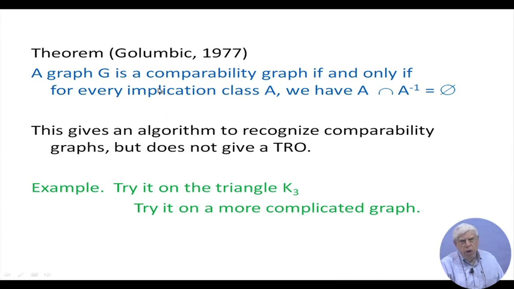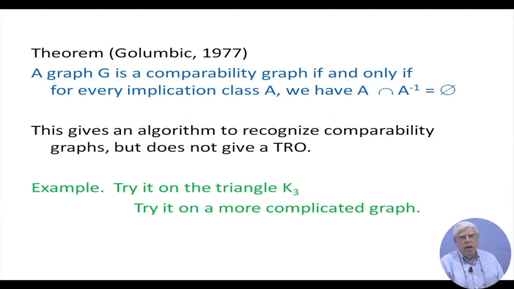And the theorem goes that if G is a comparability graph, then that will happen if and only if every implication class A has the property that A and its reversal A^-1 have nothing in common. Their intersection is empty. And this will give an algorithm to recognize comparability graphs, but it doesn't immediately give a transitive orientation. For that, we have to move a little bit further.